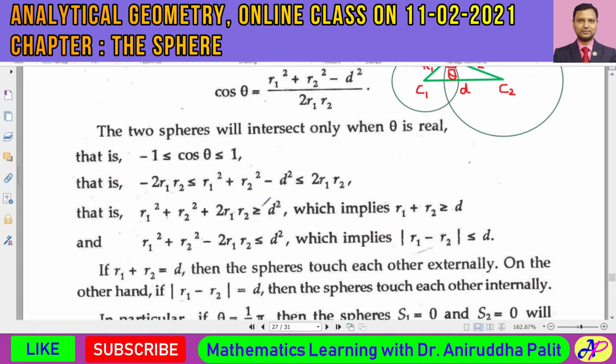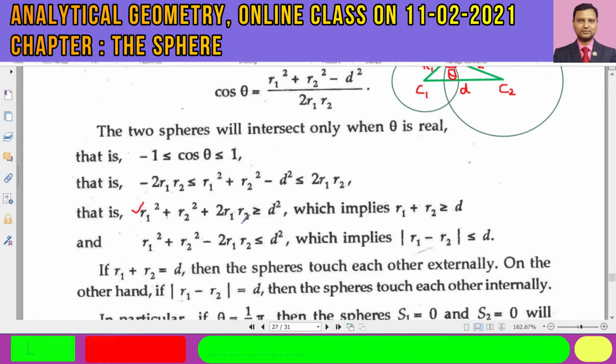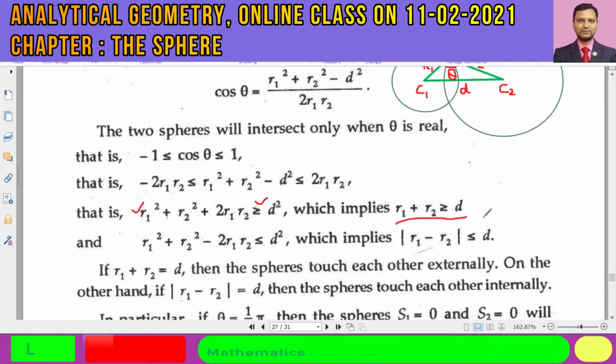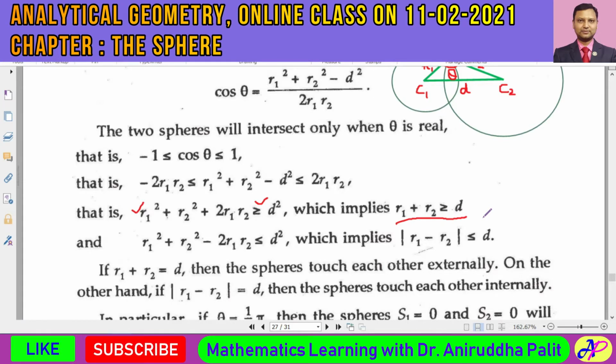From the first inequality we find that r1 square plus r2 square plus twice r1 r2 would be greater than or equal to d square. This is one inequality, and this implies that r1 plus r2 would be greater than or equal to d.